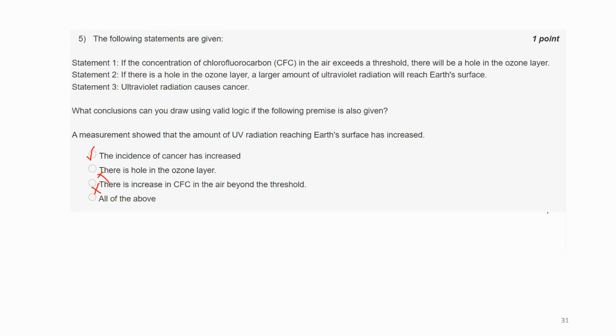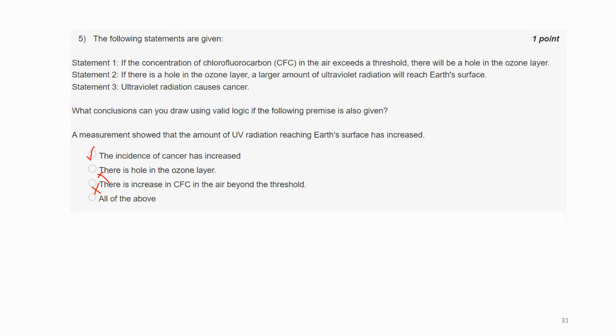Here the premises are given, and a measurement showed that the amount of UV radiation reaching the Earth's surface has increased. What does modus ponens say? That if A then B, then if A is true, B will be true, right? So here it is said that the measurement of UV radiation is increasing. So now if UV radiation is increasing, then that will cause an increase in the cancer rate. So the incidence of cancer will also increase.